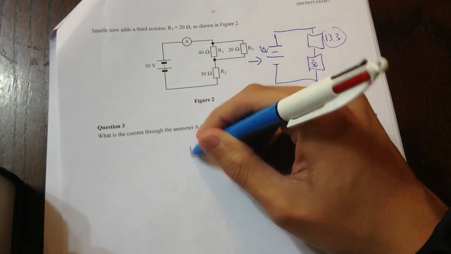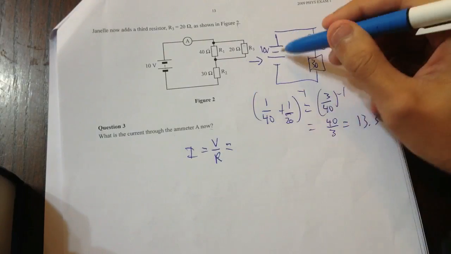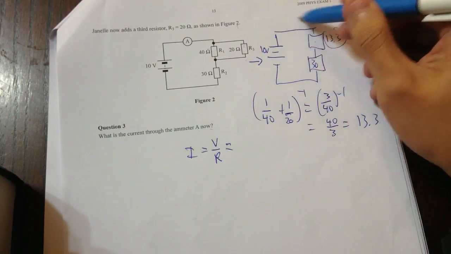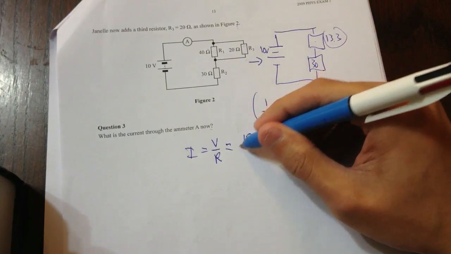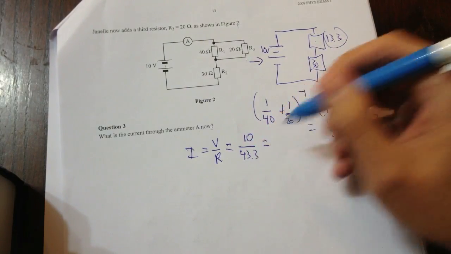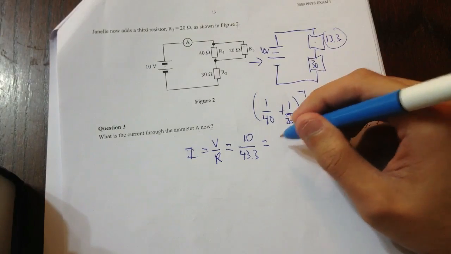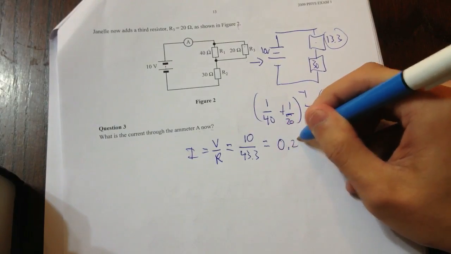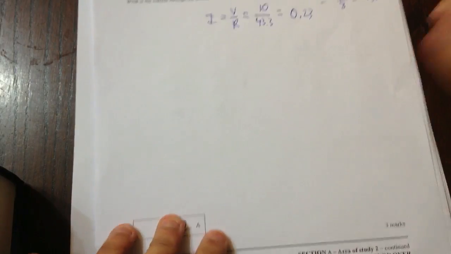Remember, current equals voltage divided by resistance. Here we're looking at the whole system. We know the 10 volts is used up over the whole thing, so we need to take the whole resistance. 10 divided by the sum of that, 43.3, equals, using my calculator, current is 0.23, or we round it to 0.2. Awesome.